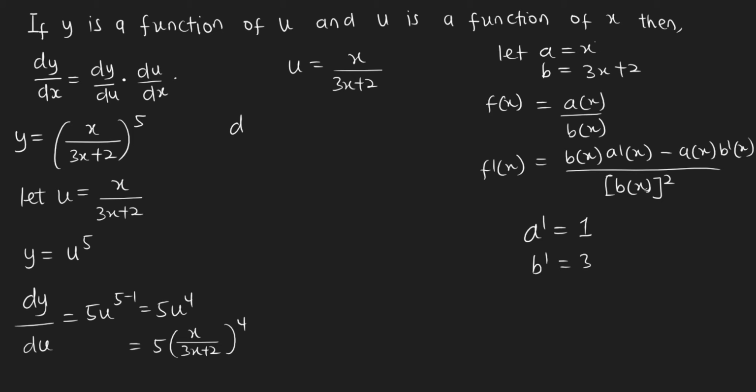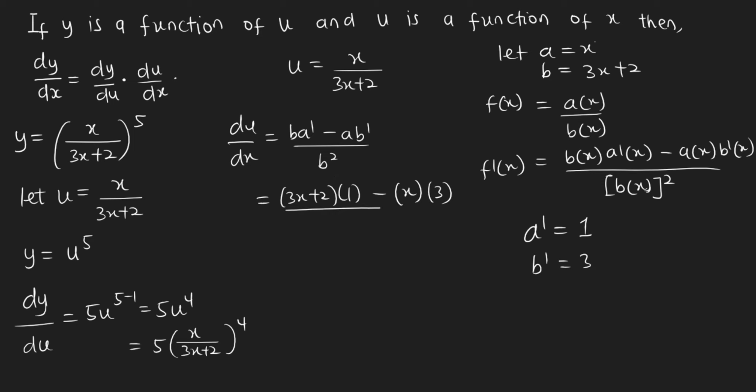So we are going to have du/dx equal to b multiplying a prime minus a multiplying b prime, all divided by b squared. Let's do the substitution. We know b to be 3x plus 2 multiplying a prime, which is 1, minus a, which is x, multiplying b prime, which is 3. All this divided by b squared, which is 3x plus 2 squared.